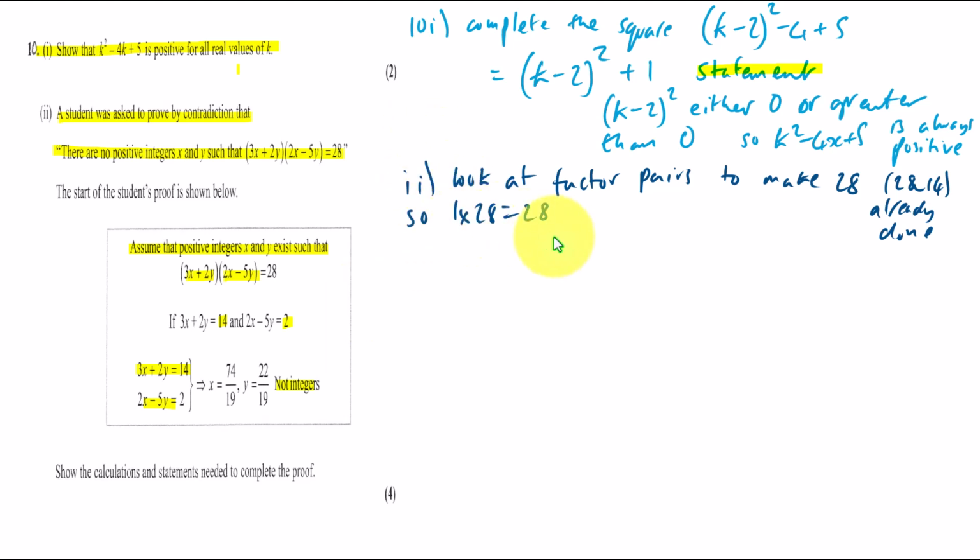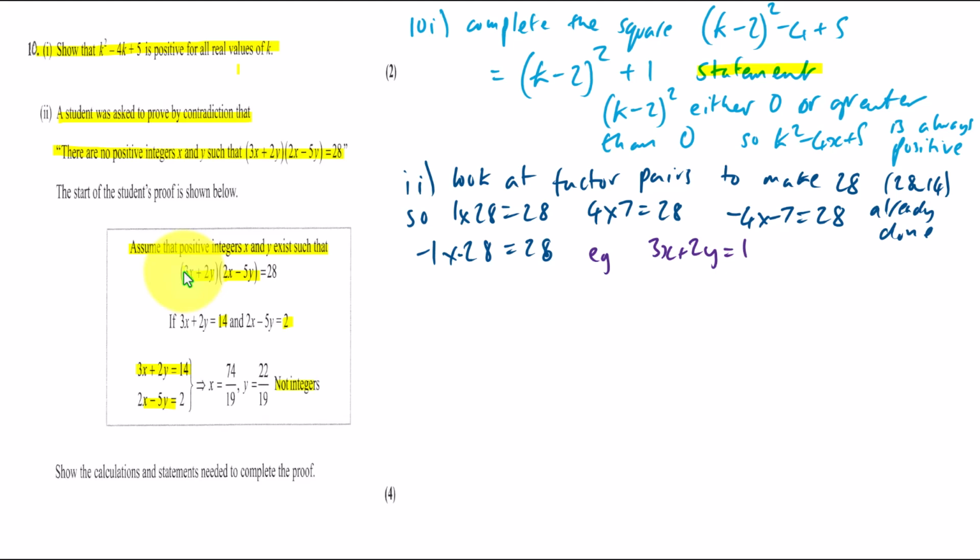It's 1 times 28, 4 times 7, minus 4 times minus 7, and minus 1 times minus 28. So all we need to do here is simultaneous equations, and we can get 4 out of 4, which you're very good at. So here's our example. Set your 3x + 2y equals 1. So we set our second bracket to equal 28. Solve simultaneously.